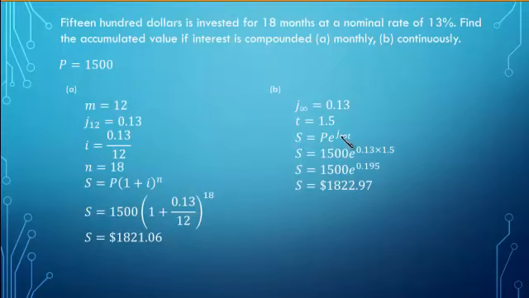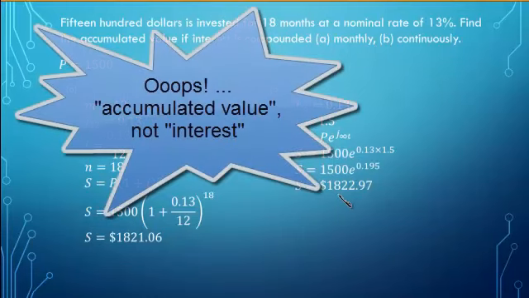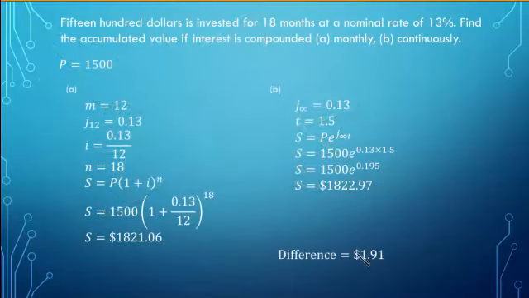Here we have the nominal rate, 0.13, and we have the time, 1.5. 18 months is 1.5 years, right? Using this expression, we can simply calculate that the accumulated value is $1,822.97. So the difference isn't so great. The difference here is only $1.91. So that brings us to the end of this short little video.